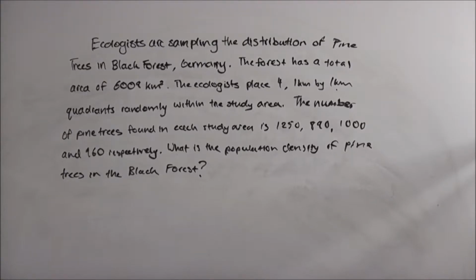Okay, so now let's do our next calculation, which is a little more challenging. Ecologists are sampling the distribution of pine trees in the Black Forest of Germany. The forest has a total area of 6,009 square kilometers. The ecologists place 4 1 kilometer by 1 kilometer quadrants randomly within the study area. The number of pine trees found in each study area is 1,250, 890, 1,000, and 960 respectively. What is the population density of pine trees in the Black Forest? And also, how many pine trees are located within the Black Forest?